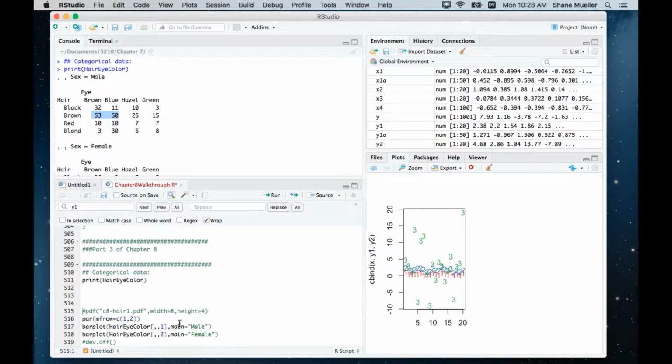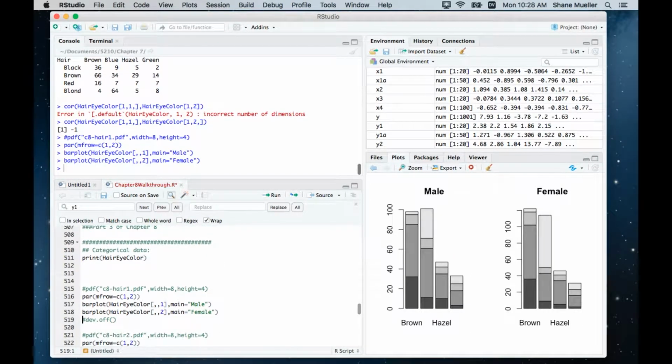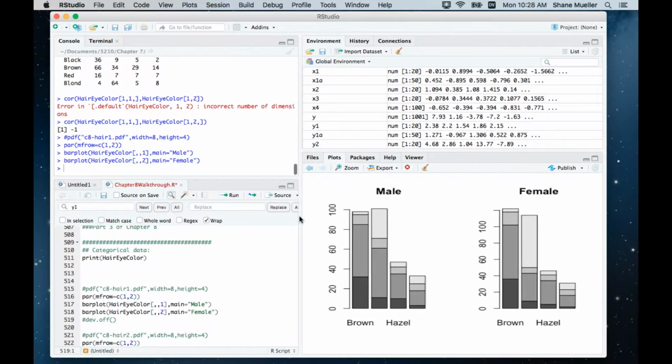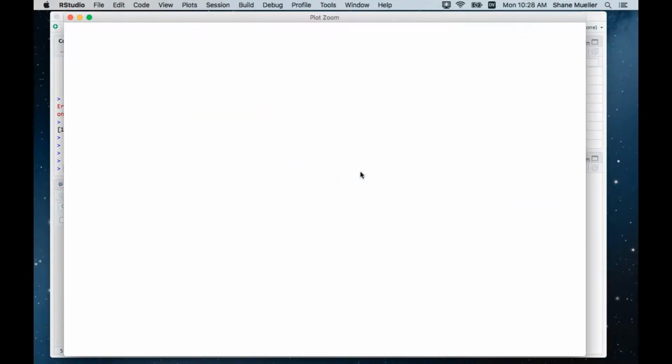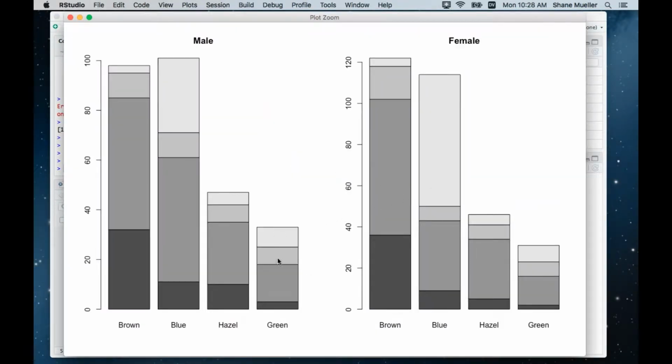So we could visualize this using a stacked bar plot. Here's men and here's women, and hopefully zoom out, we can see, I guess here's the big difference between hair color between men and women. Blue-eyed, blonde hair is much larger here than here.